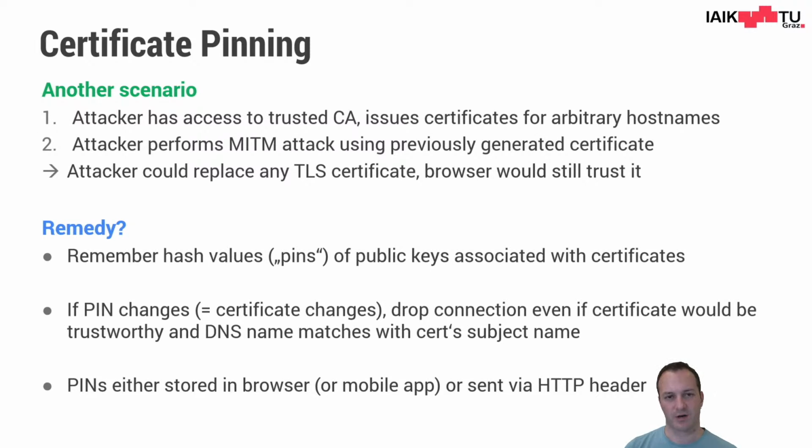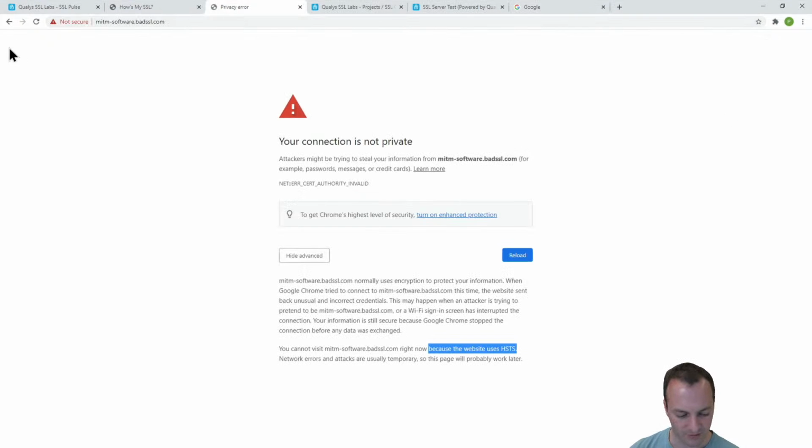This is exactly the scenario that happened a few times in the past, that a CA was hacked. The attacker had access to a trusted CA and would just issue a certificate for arbitrary hostnames. This is especially interesting for less democratic regimes to, for example, issue certificates that seem valid but are not. For example, for Google.com, YouTube.com, Twitter.com. What's also possible is that an attacker performs a man-in-the-middle attack and shows the user the previously generated certificate. This would be exactly the setting here.